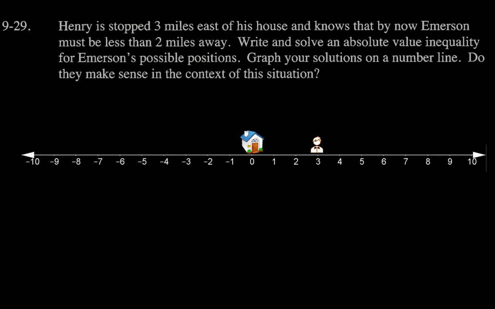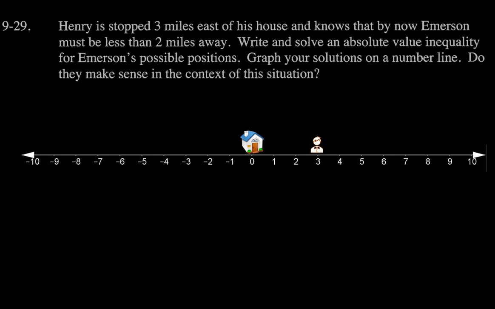Okay, so let's move on. Henry, our good friend Henry, we keep thinking about Henry. He stopped 3 miles east of his house and knows that by now Emerson must be less than 2 miles away. So there we've got his house. We've got him 3 miles east of his house. And we know that by now Emerson must be, not at least, must be less than 2 miles. That's an important thing, right? Where's my highlighter? Must be less than 2 miles away.